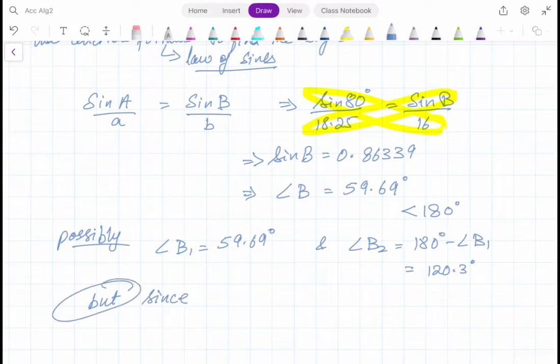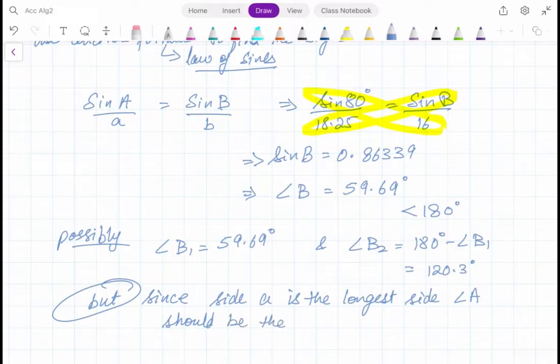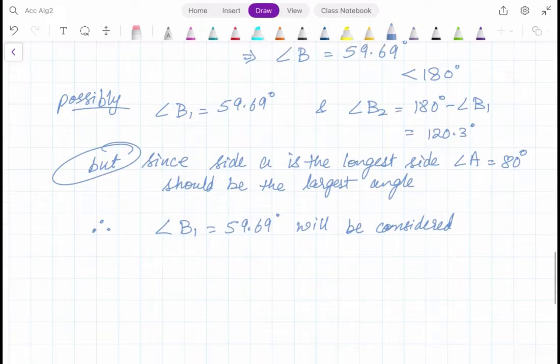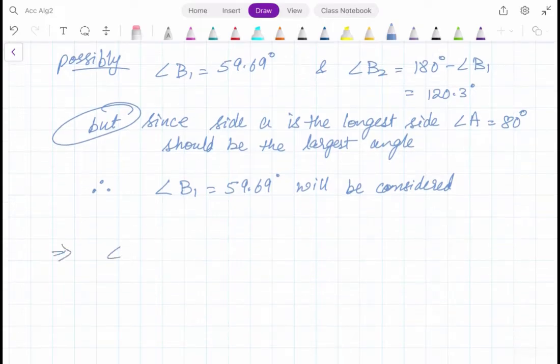But that is not a possibility because we just calculated that side A is the longest side length. That is why angle A needs to be the greatest angle. So angle A, that means 80 degrees, is the biggest angle in this triangle. So we will just take angle B as 59.69 degrees. In some cases, you might need to take B2 as the given angle. So it will depend from question to question. So we are considering 59.69 degrees for angle B.